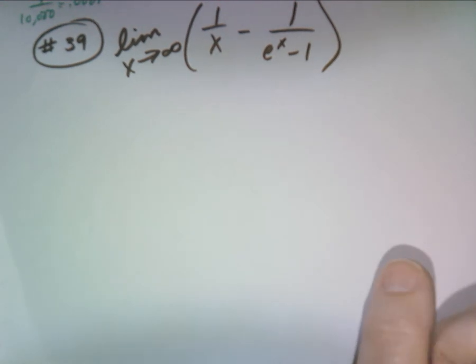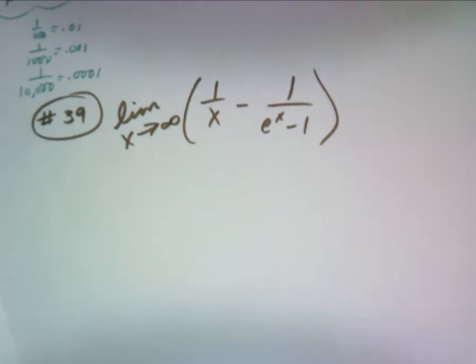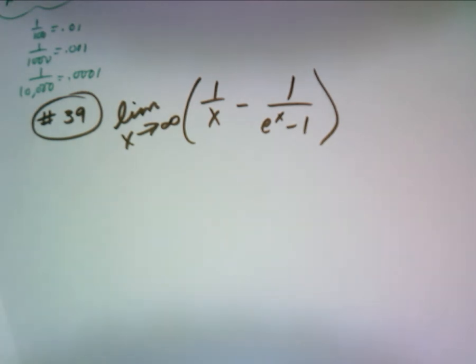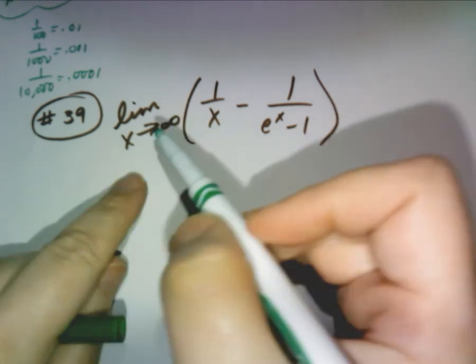All right, let me do this. So this kind of applies to what we were just talking about. Anybody want to think what's going to go on here? What we were just doing, can you apply something we just did? 1 over x. It's going to be 0.